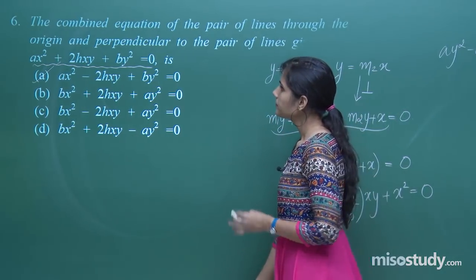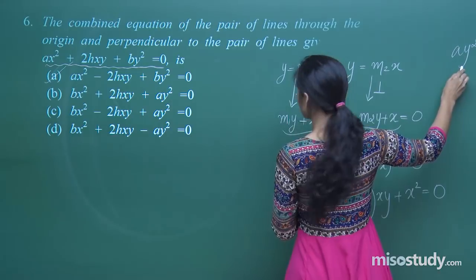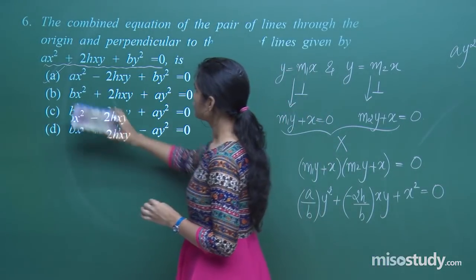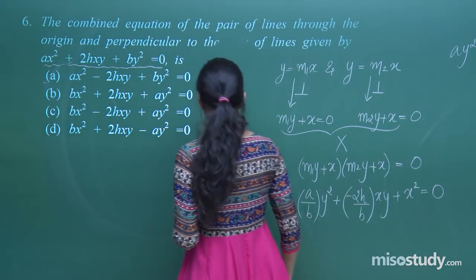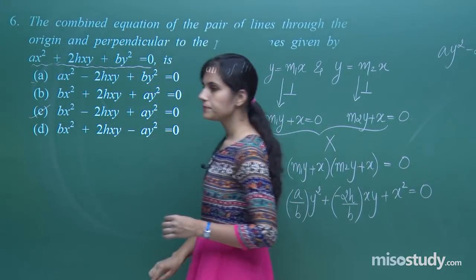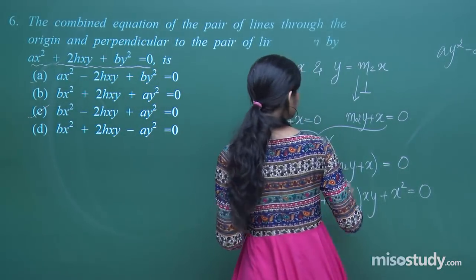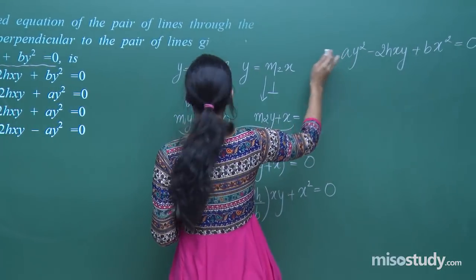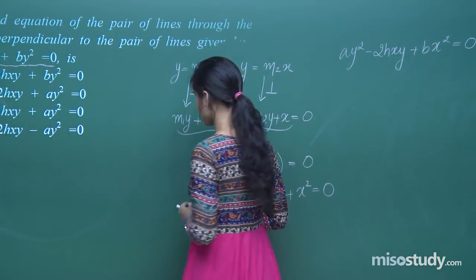And you are going to get the answer. Not ax square minus 2hxy plus by square, actually you get what? Bx square minus 2hxy plus ay square. That's what you've got, see? Ay square minus 2hxy plus bx square.